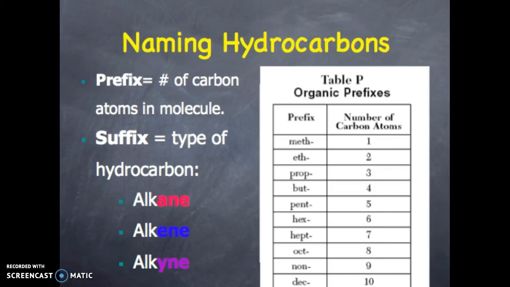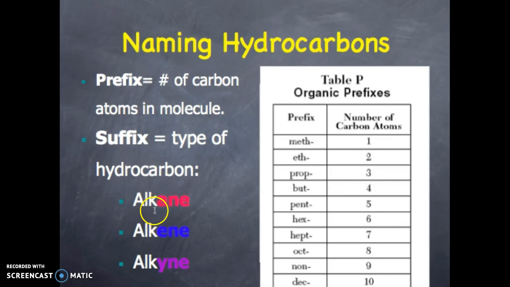Lucky for us, we have a reference table, Table P, that will go through the prefixes of how we're going to name them. You should be familiar with a lot of prefixes. They're kind of things that we've used since you're young, like hex means 6, hept means 7, oct is 8, pent is 5. But is 4. Yes, that's but, not but. When you say but, it doesn't sound good, so we're not going to say that. Prop is 3, eth is 2, and meth, everybody gets all excited about meth, like we're actually going to learn about that? No. But meth means 1 carbon. So those are the prefixes that we need to know for the purpose of Regents chemistry.